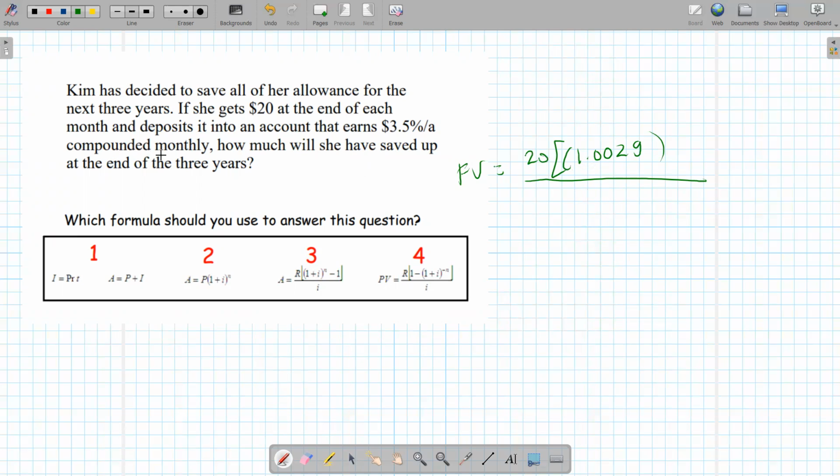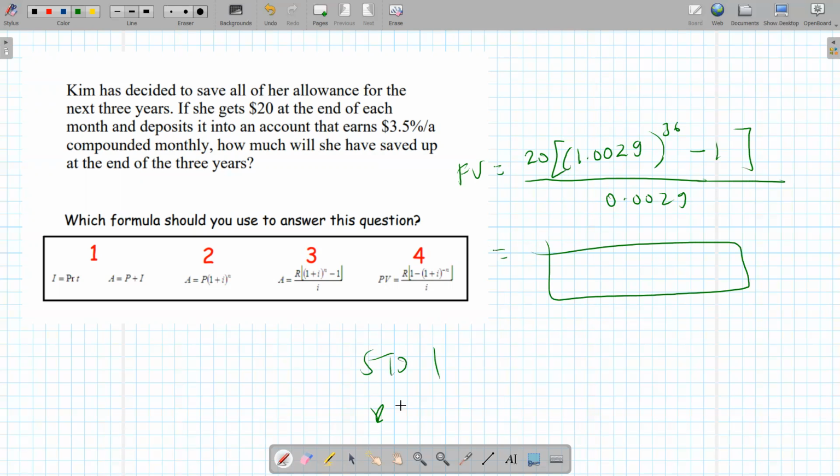What's n? It's being compounded monthly, and she's depositing it every month for 3 years. So it's the n value. 36. Yeah, 36 minus 1, and all over the I value 0.0029. All right, you've done this a lot of times. Tell me the final answer here. Oh, you got to use the STO1 and RCL1 if you want the exact value.